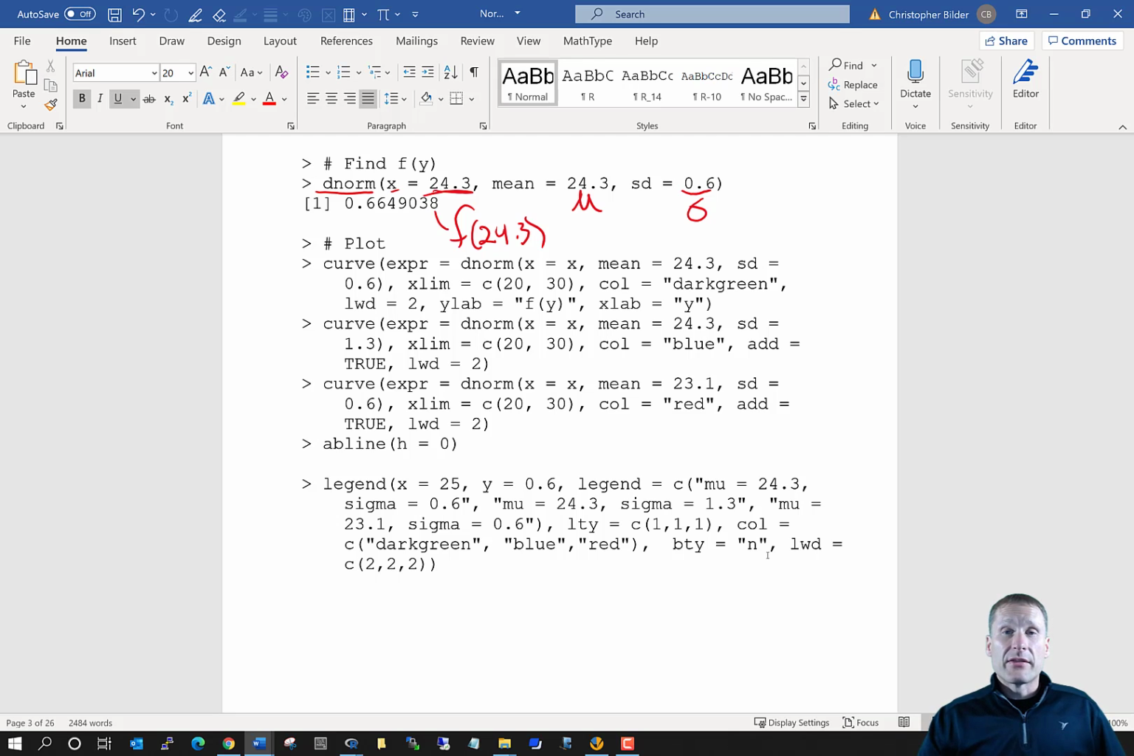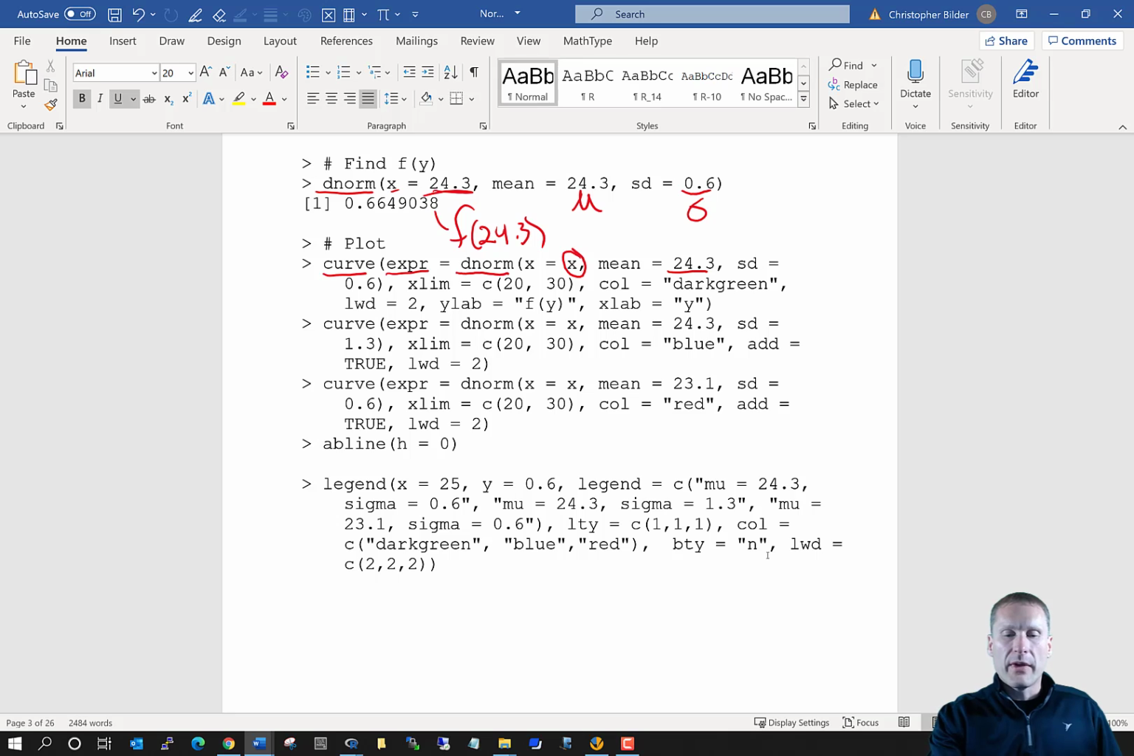Let's do some plots with that information now. So I can use the curve function I've done many times before. My expression of what I'm plotting is my f of y, so I can put dnorm in there. And now I need to put in, okay, I want to plot it with respect to x. In other words, again, what R is going to do is put in a whole bunch of different possible values that would be on the x-axis of our plot, and then plot those points and connect them with a line.